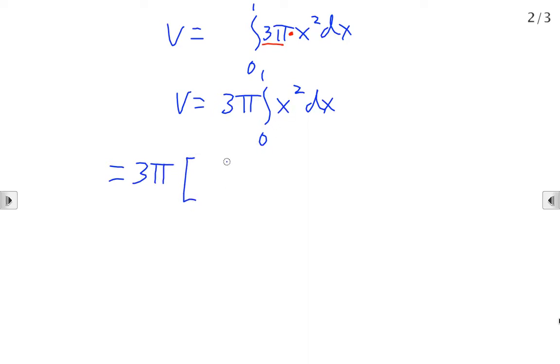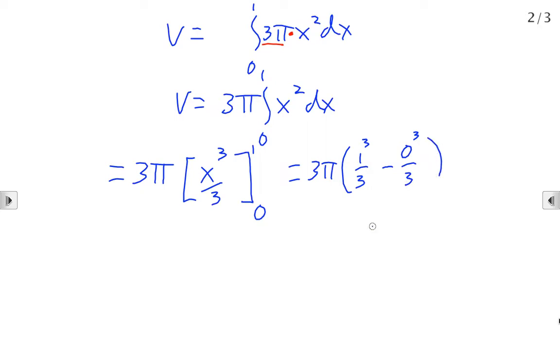The antiderivative for x squared is x cubed over 3. Our value of a is 0, and our value of b is 1. So this will be G of b minus G of a. 3 pi, and then 1 cubed over 3 minus 0 cubed over 3 are equal to 3 pi times 1/3, which is equal to pi.